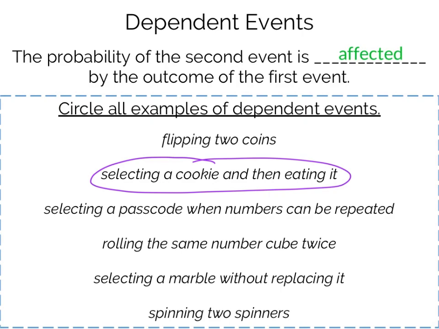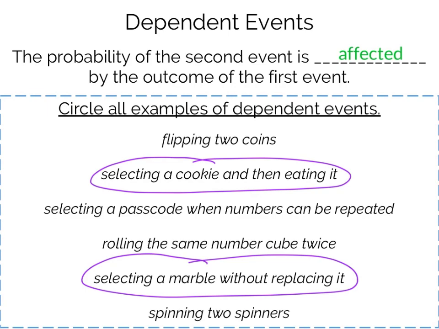Selecting a marble without replacing it. That is a dependent event. If you take one of the marbles away, the total number of marbles has changed, so that is not going to be an independent event. It's going to be dependent.